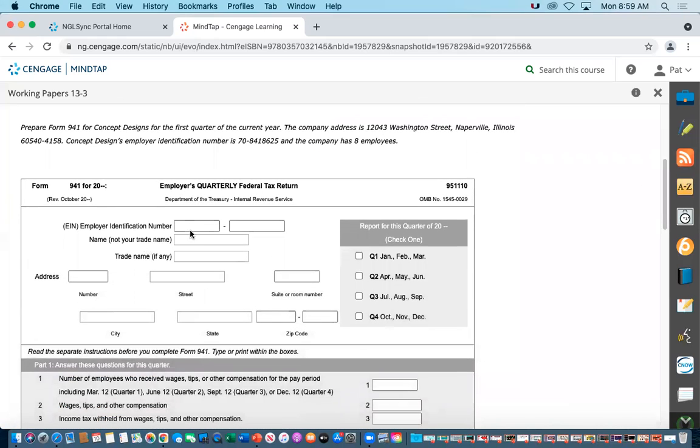Okay, so it says the employer identification number, which is given to us here, 70. I don't know how I'm supposed to type this out. I think it's 7084. I've never done this part. 8625.